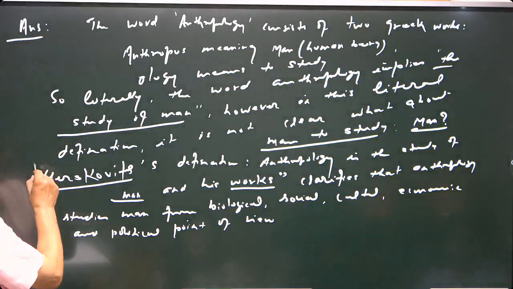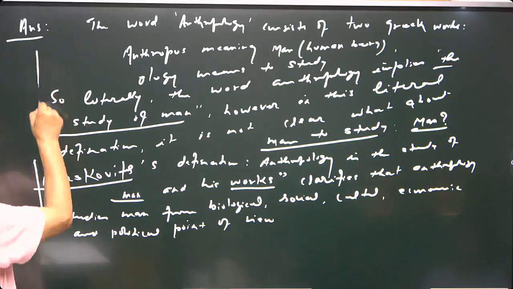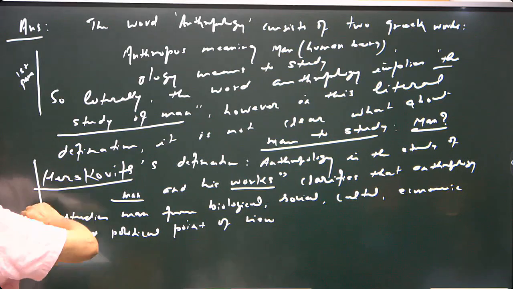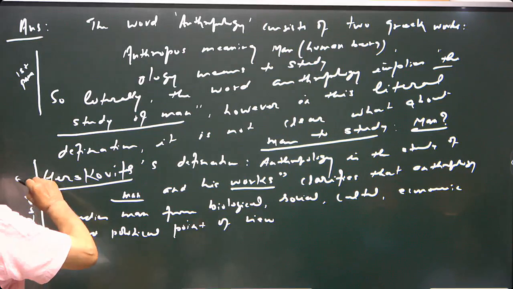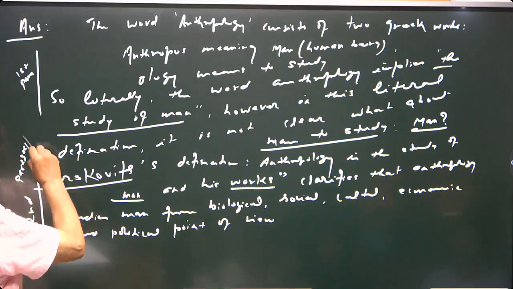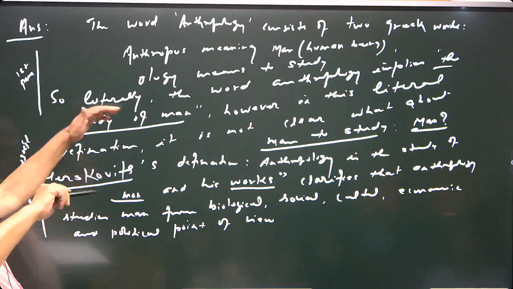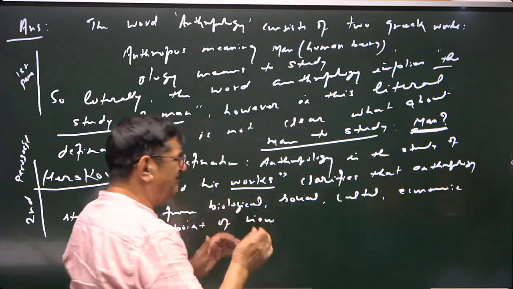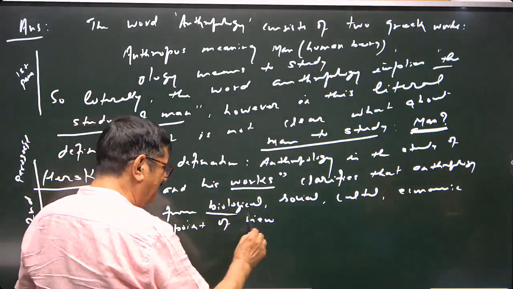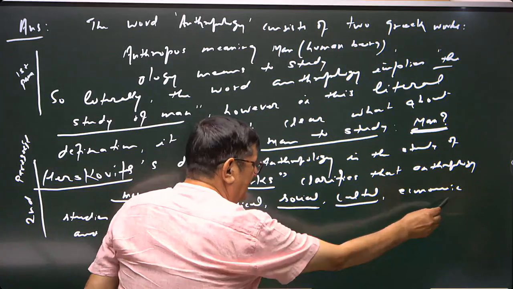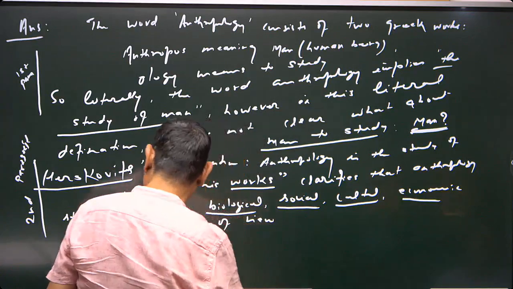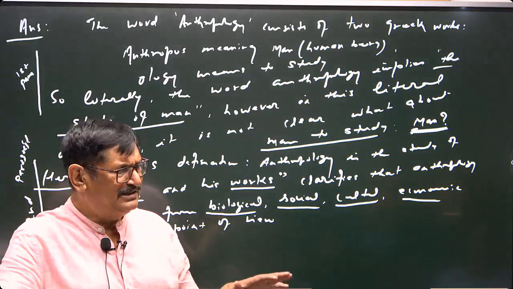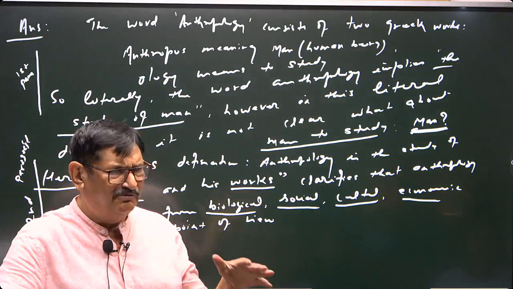So actually this definition is logical because the first paragraph and second paragraph are related. What is meant to study is not clear in the first definition. Herskovits clarified that anthropology studies man from biological, social, cultural, economic and political point of view. So Herskovits's definition makes it clear what anthropology studies. Anthropology studies man from five points of view.